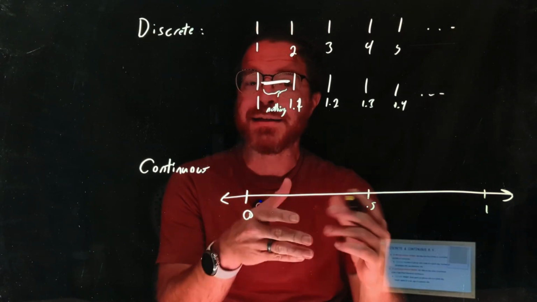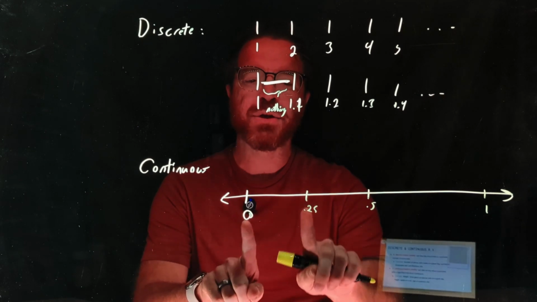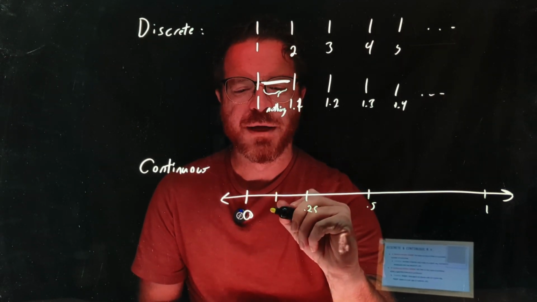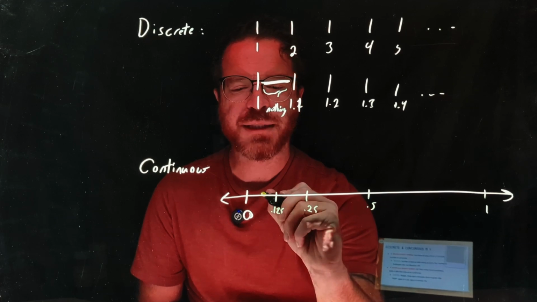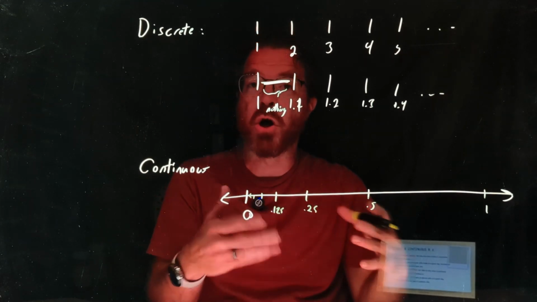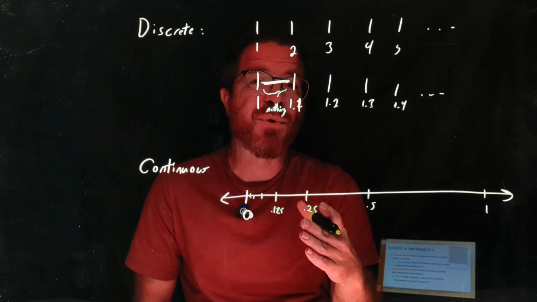And I could again split this in half, 0.25. And now I'll look at this lower interval, 0 to 0.25. And I could, again, split this in half, 0.125. And I could split this in half, and then this in half, and then this in half. And basically, I could do this on forever. So between any 2 points, there's an infinite number of points.